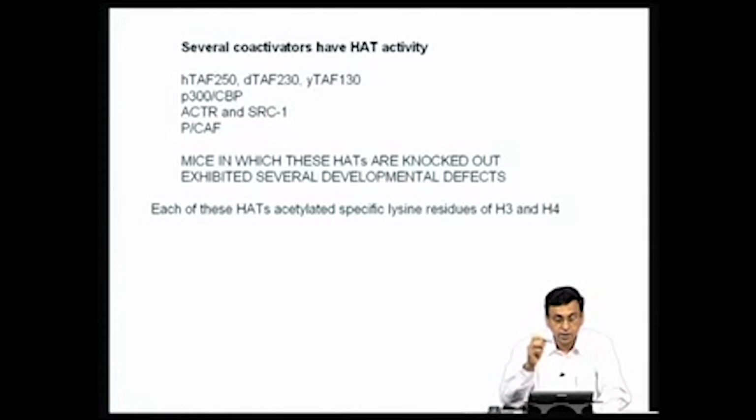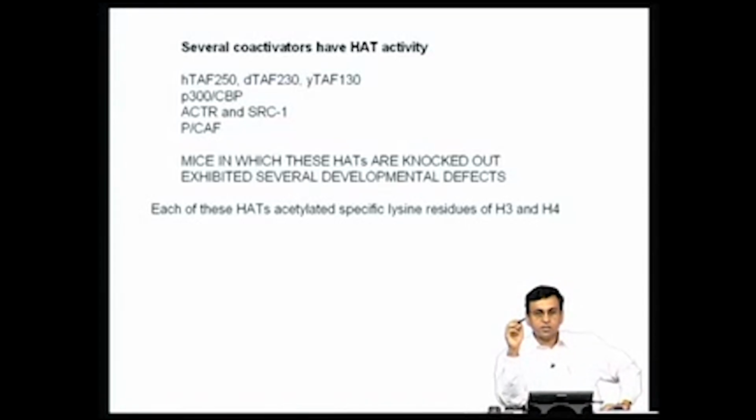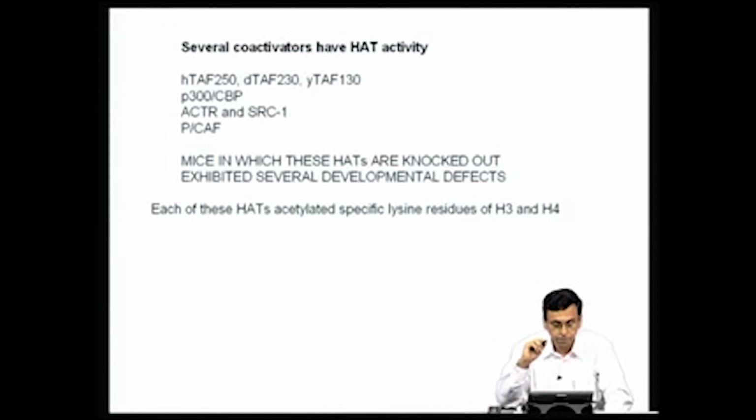And very importantly, when you knock out some of these HATs in mice, these mice develop several developmental defects, clearly indicating that the histone acetyltransferases play a very important role in regulation of gene expression during development. If you knock off the HAT activity, or the genes encoding the HATs, you end up with many developmental abnormalities, and many of them are actually lethal. So, the embryos do not even develop at all, indicating that histone acetylation plays a very important role in developmental regulation of gene expression. And these HATs have the capability to acetylate specific lysine residues in H3 and H4.